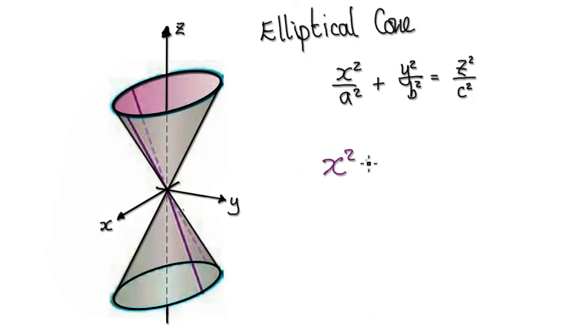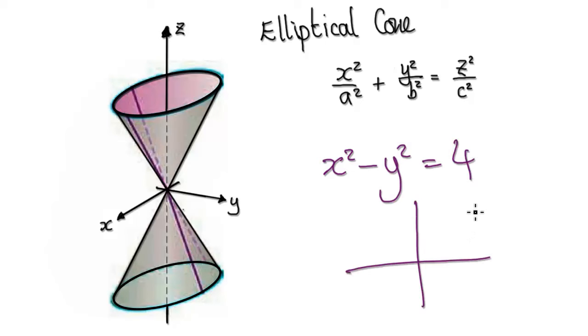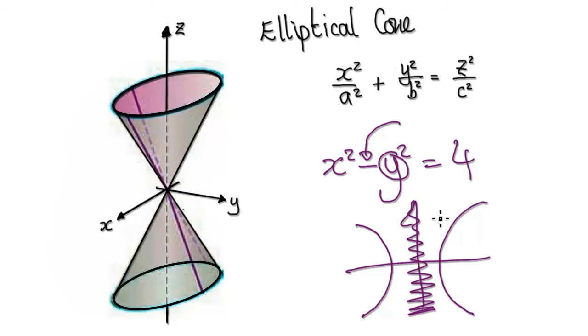And also, if you get given something like this with a minus y squared equals, let's say 4, it's going to give you something like this. Because of this minus and in the y direction, you're going to get a gap in between. I need you to know this by heart.